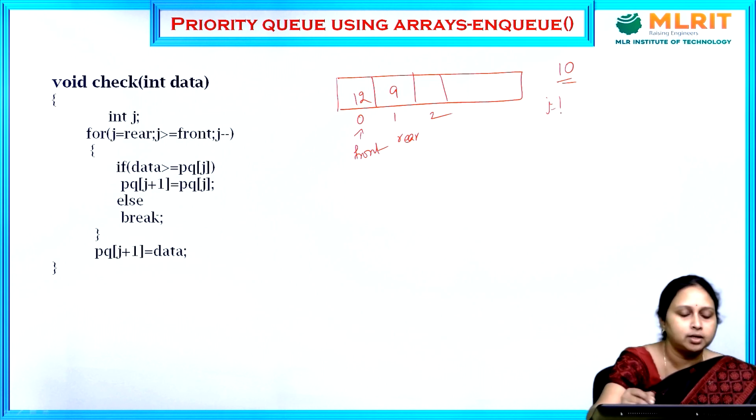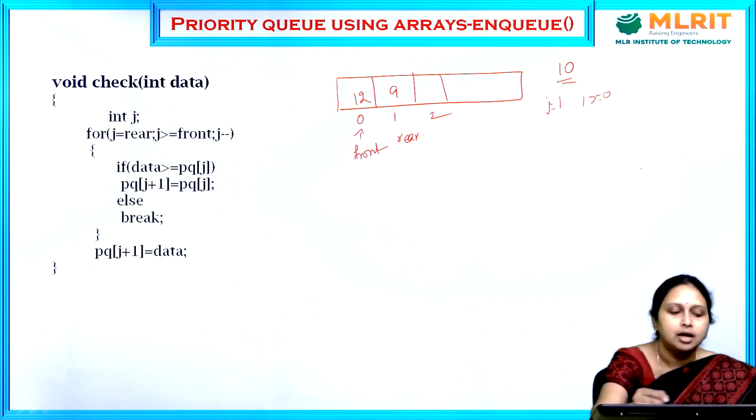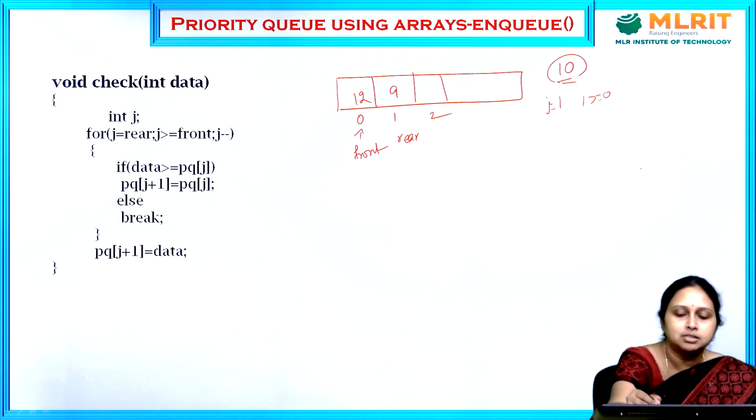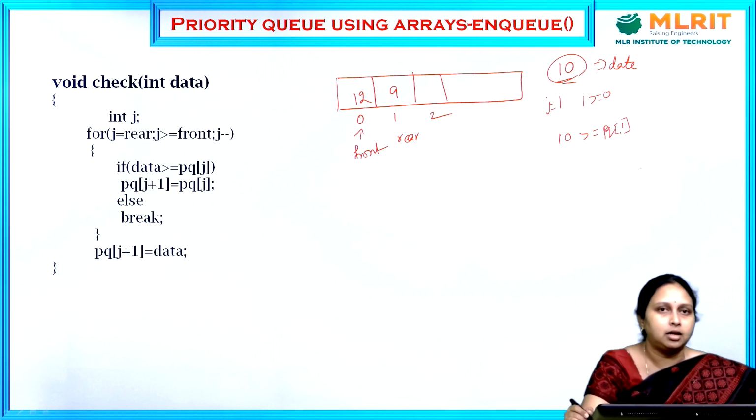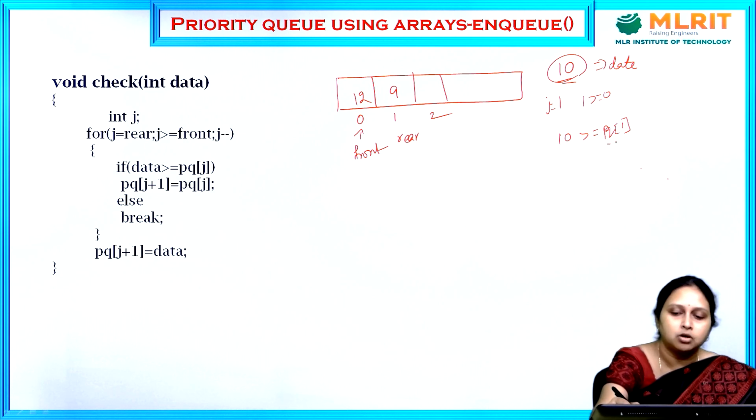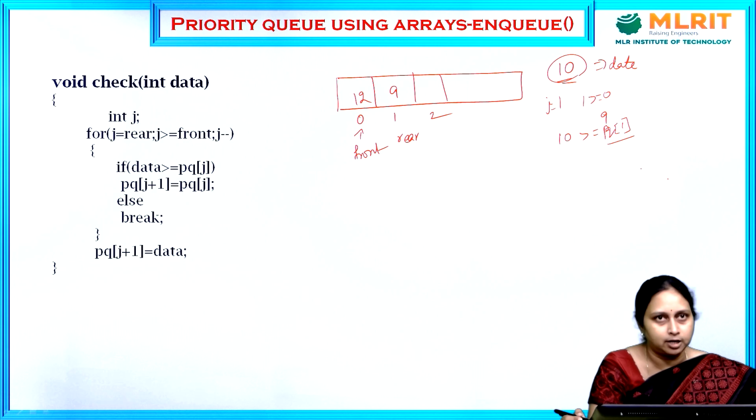J equal to 1, 1 greater than or equal to 0, condition true. What is your data value to be inserted? Data is 10. Data value 10 is greater than or equal to PQ of J. J is nothing but 1, the rear element. In PQ of J, what is the element? You have 9. Yes, 10 is greater than or equal to 9.